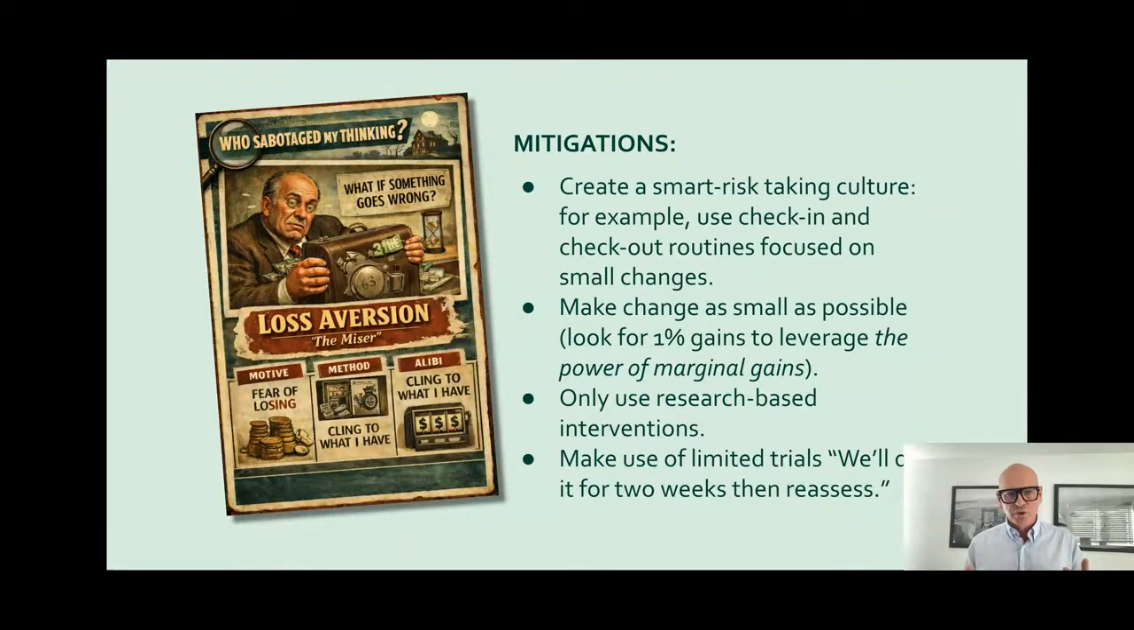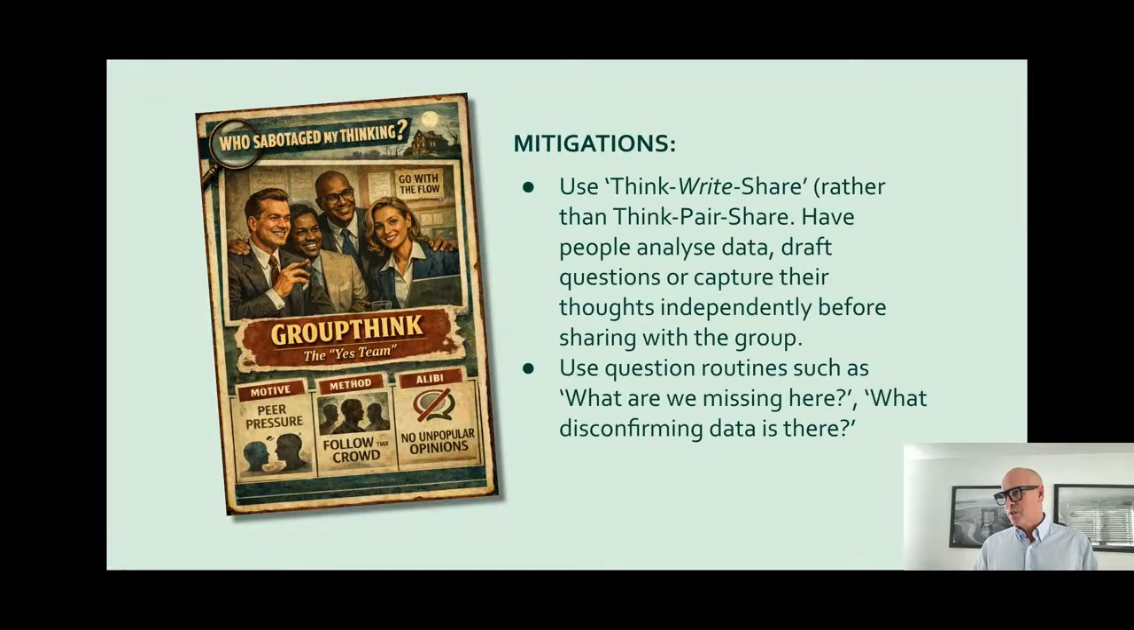People dip their toes in the water knowing that if it doesn't work, they've got an exit plan. They've got a ripcord that they can pull. So there's 4 mitigations for loss aversion. You probably wouldn't use all of those, but there's some ideas to get going on. What about groupthink?